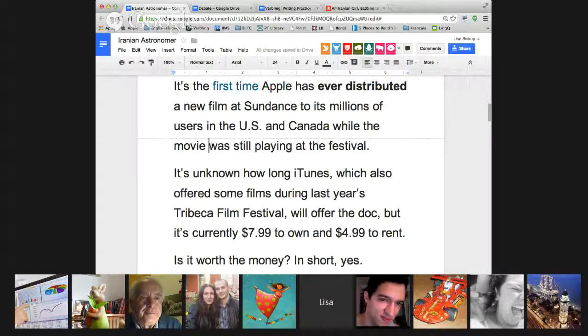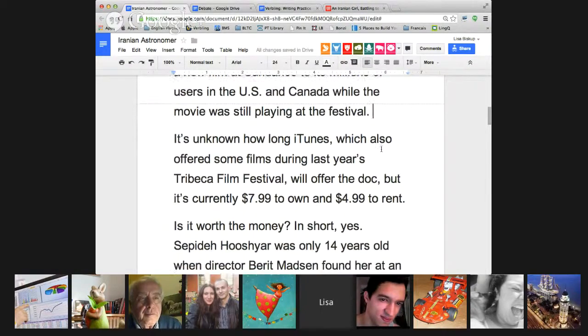And they say, while. So here's the key grammatical phrase. While the movie was still playing at the festival. So even if you couldn't be there, you could still watch this particular movie. So it makes you think they think it's an important movie. That's what I would think.